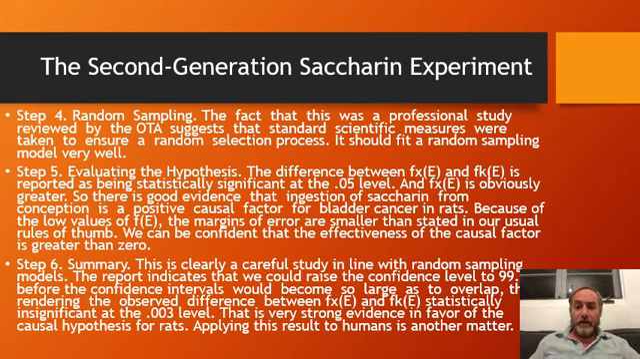Clearly a careful study in line with random sampling models, right? The report indicates we could raise the confidence level to 99%. Remember, it was significant at the 0.003 level, so very significant. So we're good. Very strong evidence in favor of the causal hypothesis that saccharin is a positive causal factor for bladder cancer in rats, right?